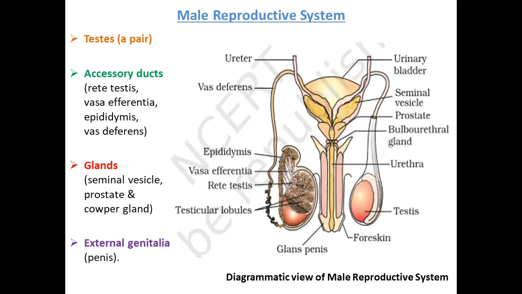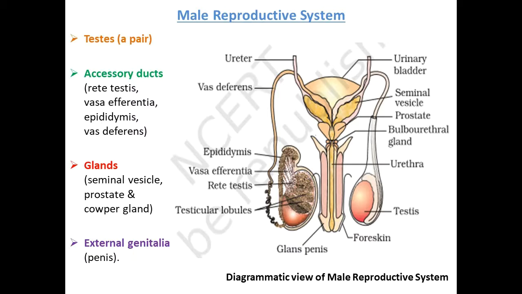और 3 ग्लैंड्स हैं. कौन कौन सी? नंबर 1 सेमिनल वेसिकल, नेक्स्ट प्रोस्टेट एंड नेक्स्ट इज bulbourethral gland. Means they will provide the secretions or lubrication or nourishment to the sperms. Ducts transport करेंगी, glands उनको nourish करेंगी. And then external genitalia is penis.